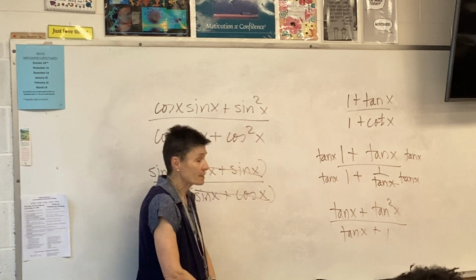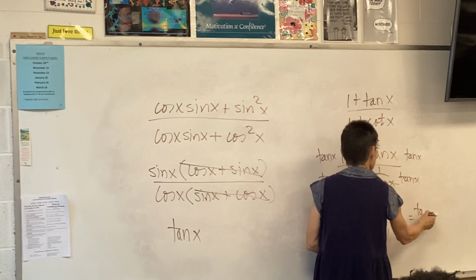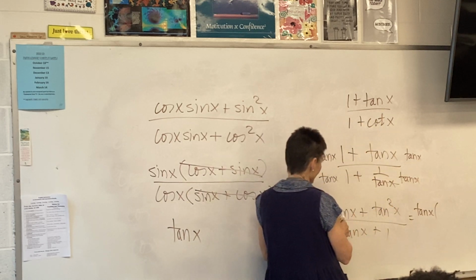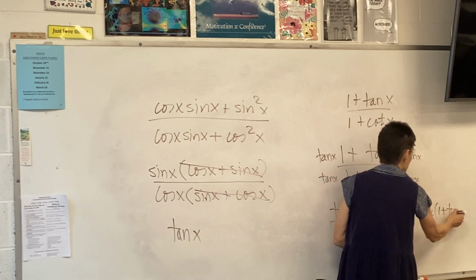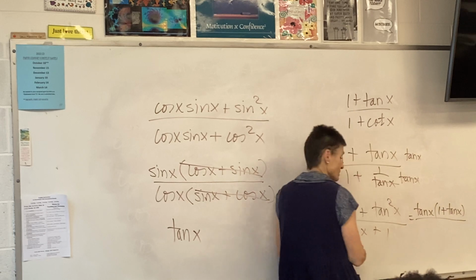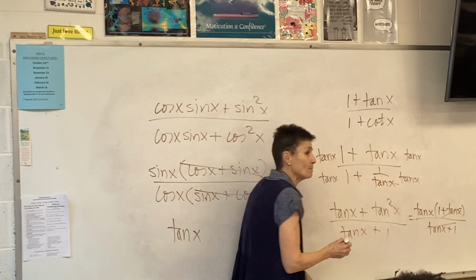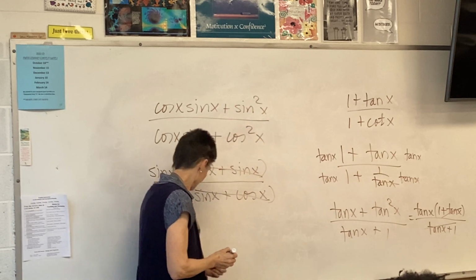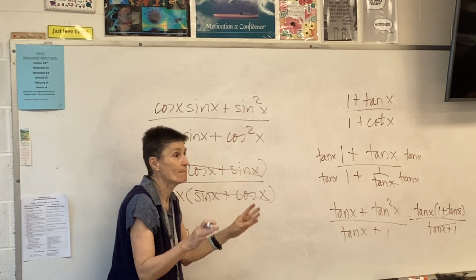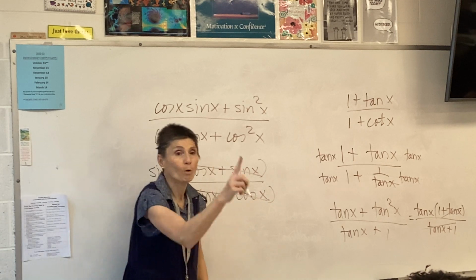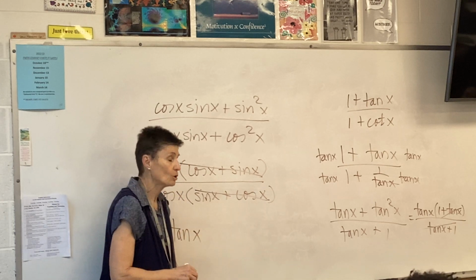Now, what can I do to the top? Take out a tangent. And as soon as I take out that tangent, what am I going to have left? 1 plus tangent, which is going to cancel with the denominator and leave me with tangent, which is the same thing I got the other way. It doesn't matter. There's no bonus points for either one. Get it done. Whatever occurs to you, get it done.